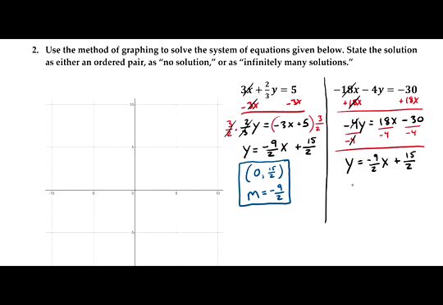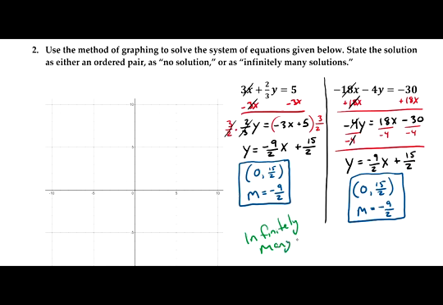So we see we have the exact same line, the same y-intercept, 15 over 2, and the same slope, negative 9 over 2. So it turns out what looked like two different equations with two different graphs, once we solve for y, we get the same line. So without even graphing, we know there are infinitely many solutions. And the reason we know this is because these two lines basically overlap.